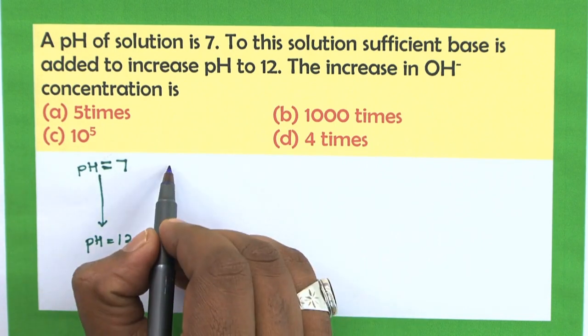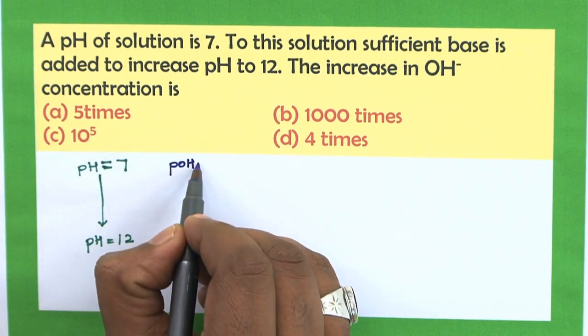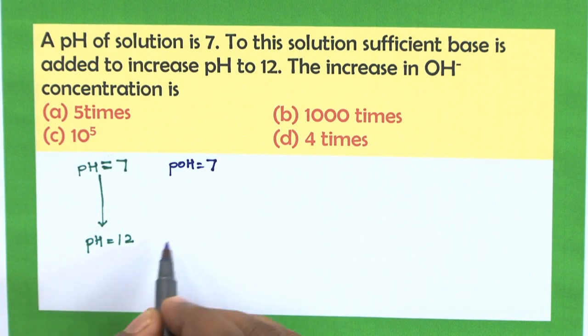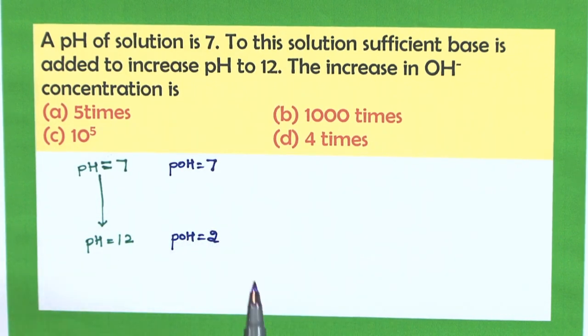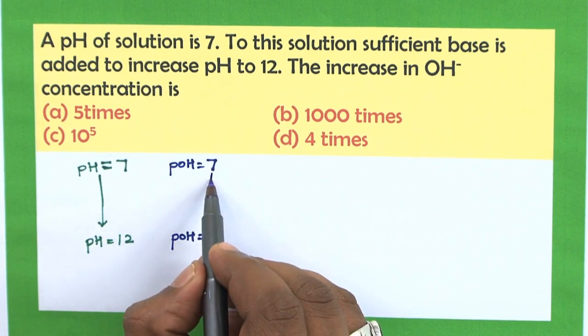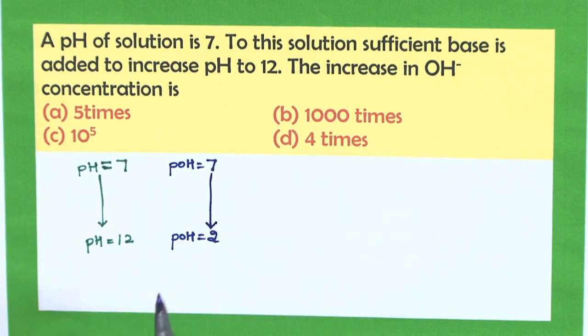If pH is equal to 7, the pOH will be equal to 7. If pH is equal to 12, then the pOH will be equal to 2, because pH plus pOH is equal to 14. So the pOH has decreased from 7 to 2.